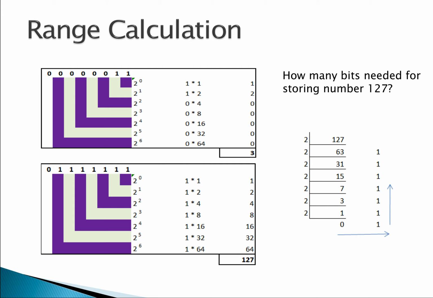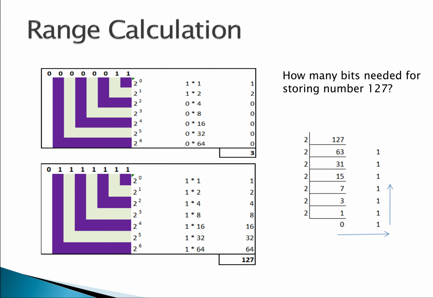So here you are dividing 127 by 2, you are getting 63. Divide by 2 again, you get 1 as a remainder. Divide 63 by 2, you get 31 and 1 as a remainder. Like that, if you do till it gets 0, and you go from bottom to up, you get 7 ones here. So 7 ones means you need 7 bits basically to represent 127.